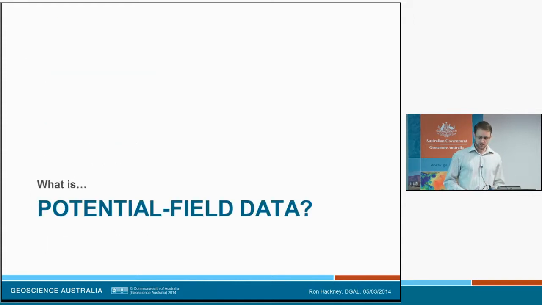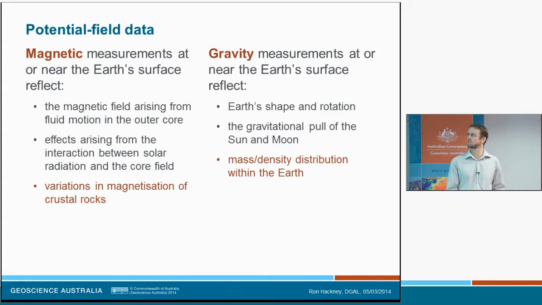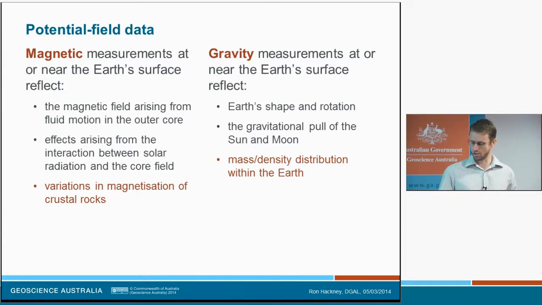So starting with potential field data, we'll start with the magnetic field of the Earth. Well, okay, I'll do both of them here first. On the left, magnetic measurements. If we make measurements of the magnetic field, we're not going to just get the magnetic signal of the rocks that we're interested in. So we're interested in this stuff down the bottom here, the variations in magnetisation of crustal rocks, maybe upper mantle rocks as well. But when we measure the magnetic field, we're going to get all these other things as well. So we're going to get the magnetic field that mainly arises from the fluid motion in the liquid outer core. And then there's going to be all the effects of the solar wind interacting with the ionosphere and the atmosphere. And those sort of things have always got to be accounted for.